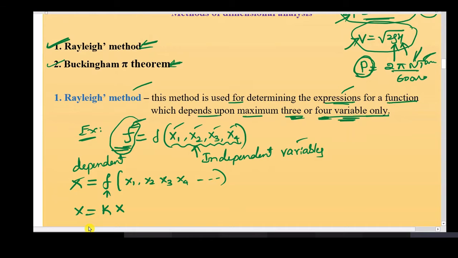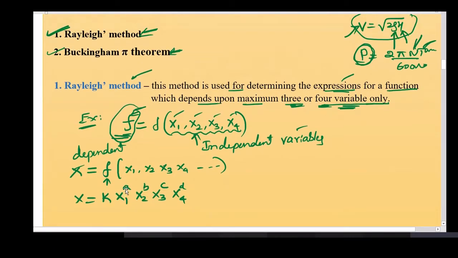Once you remove the function, what the Rayleigh method suggests is x1 to the power of an arbitrary constant a. Similarly, for variable x2, you take another arbitrary constant b. For variable x3, take arbitrary constant c. For variable x4, take arbitrary constant d. After that, you need to write the dimensions of x1. Dimensions may be in terms of length, mass, and time.